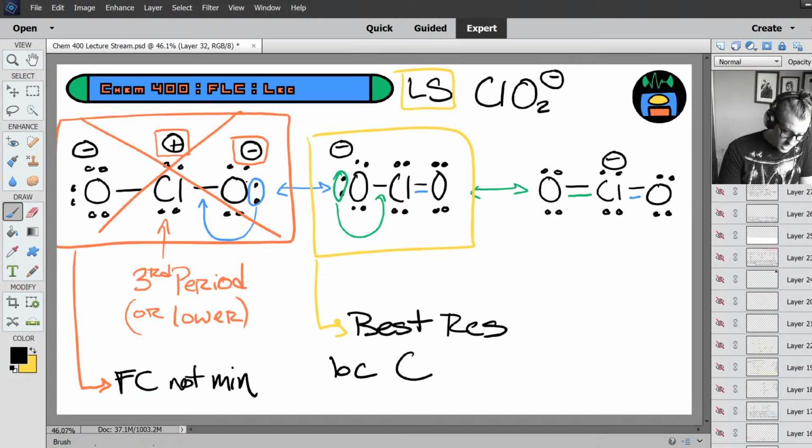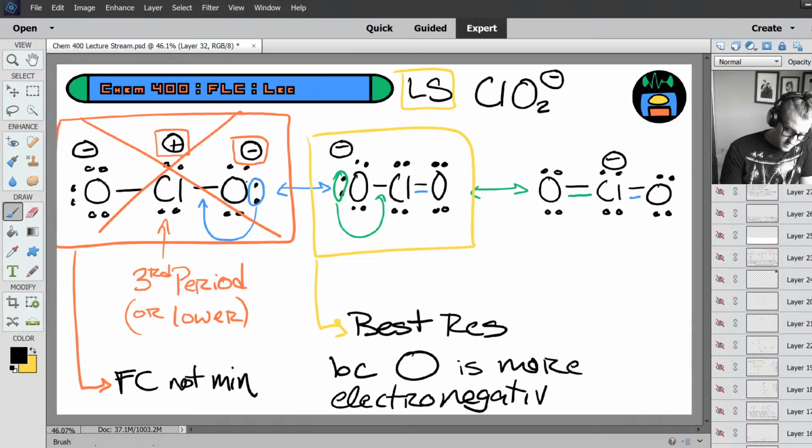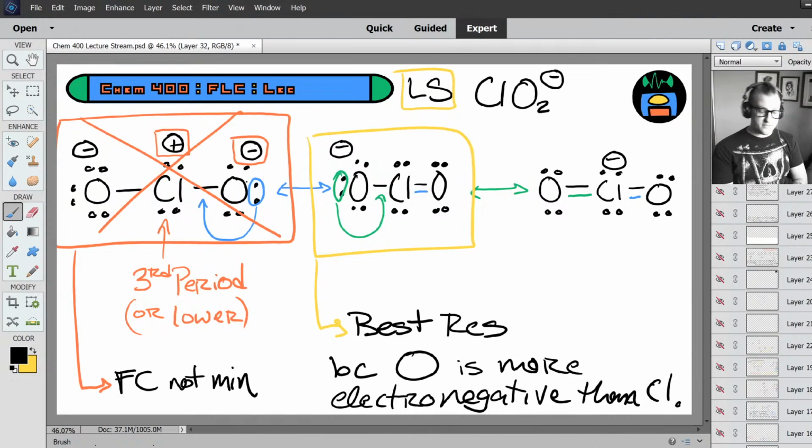because oxygen is more electronegative than chlorine. Oxygen is more electronegative than chlorine, and we'd rather put a negative formal charge on a more electronegative element than a less electronegative element because the more electronegative element wants it more. All right, so that is the best resonance structure.